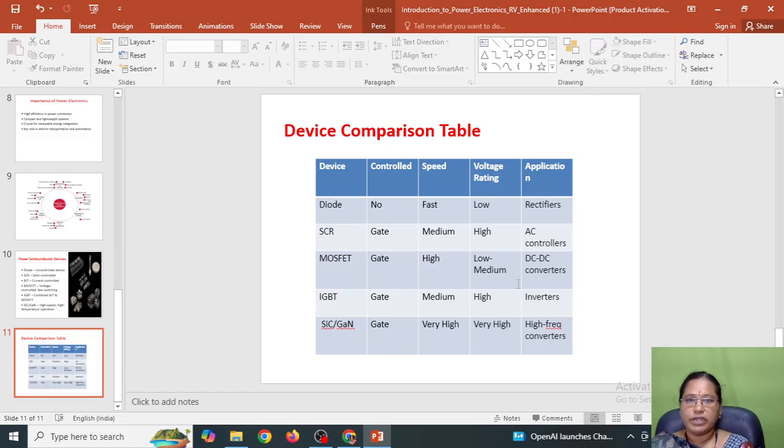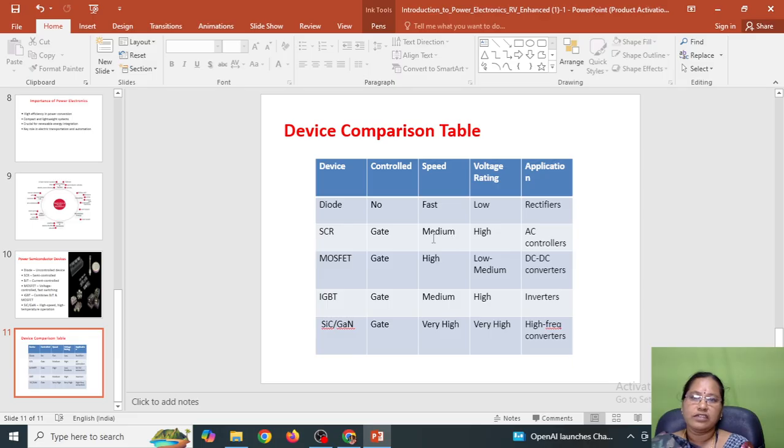The comparison between the devices. The diode is an uncontrolled device. All the other devices, SCR, MOSFET, IGBT, SiC and GaN, have a gate terminal, which is the control terminal. Then speed: the diode has fast speed. Voltage rating is very low. Application: the diode is mainly used in rectifier circuits. It converts fixed AC into fixed DC.